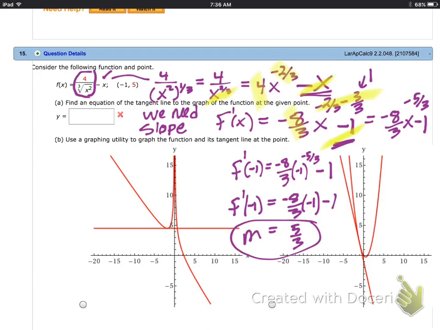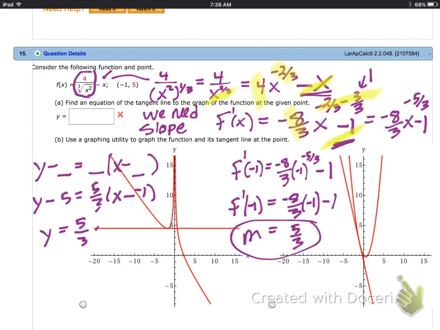That's answering part C. But in part A, it says what's the equation of the tangent line, which means I need the slope and that point negative 1, 5 to put in the equation. And so I'm going to put in the 5, negative 1, 5/3 in their appropriate places, and solve for y. You could probably write it in a number of ways, but I went ahead and added 5 to both sides, distributed the 5/3, as you can see right here, and then combined the 5 by making it 15/3, and I got 5/3 x plus 20/3. Hope that gets you over the hump with that one, and email if you have other questions.